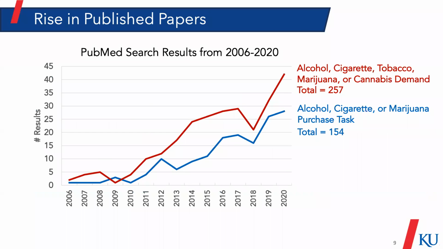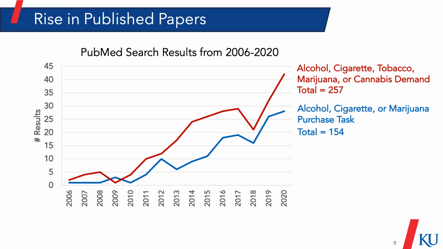So not surprisingly, this historical progression has led to a fairly rapid rise in the published papers using purchase tasks. This was just a fairly simple literature search that I ran to prepare for this talk, where I searched for either alcohol, cigarette, tobacco, marijuana, or cannabis demand, and then also a separate search for alcohol, cigarette, or marijuana purchase tasks. Now, these numbers would be slightly higher if we looked at cocaine and methamphetamine and other substances, but I chose to restrict it to these three because they're the most common. And you can see a fairly steady growth over the last, I would say, 14 or 15 years in the use and interest in publishing studies on demand and purchase tasks.